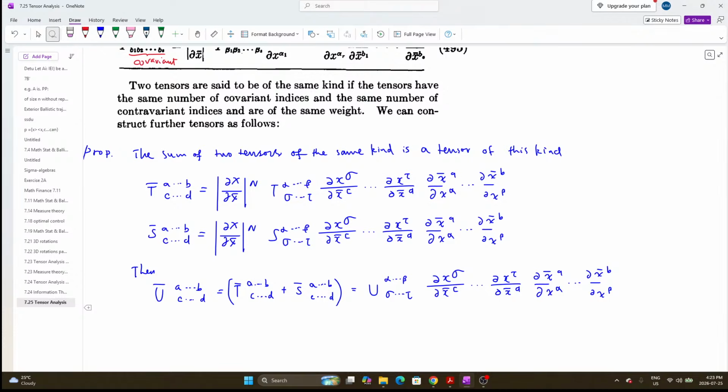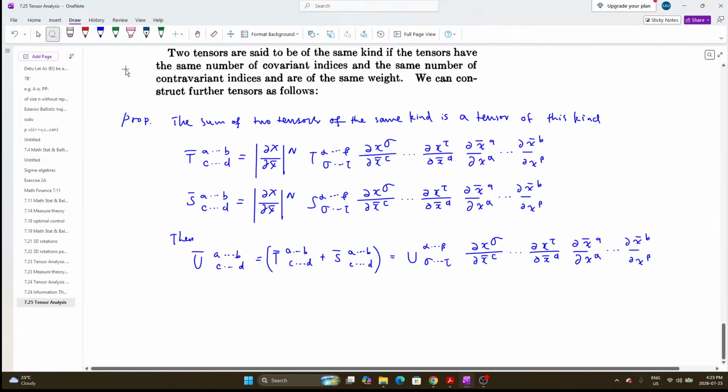So that's the first proposition. The second proposition says the product of two tensors is a tensor. We show that through a special case, which is enough to illustrate the general idea. Proposition: the product of two tensors is a tensor.